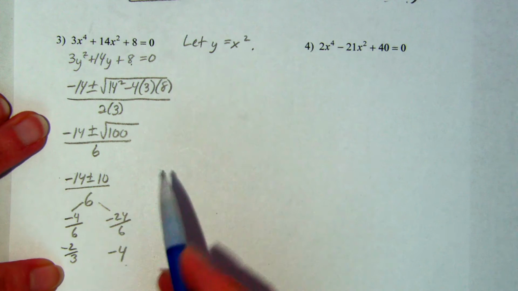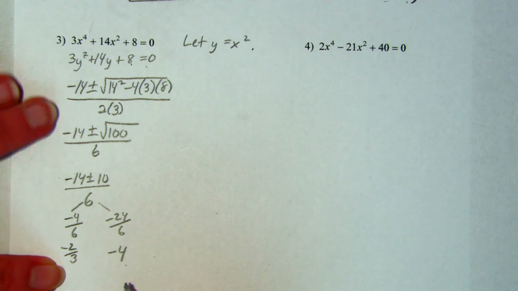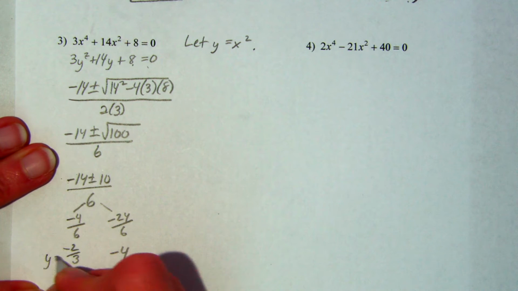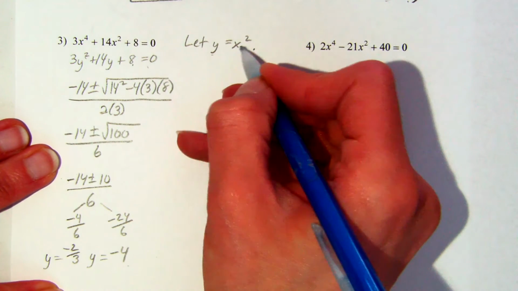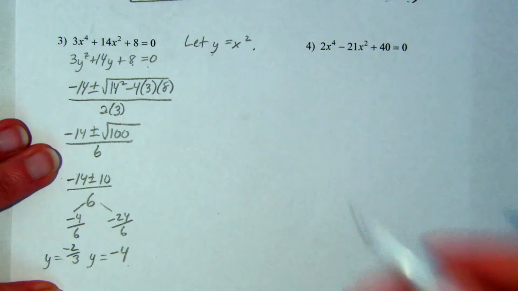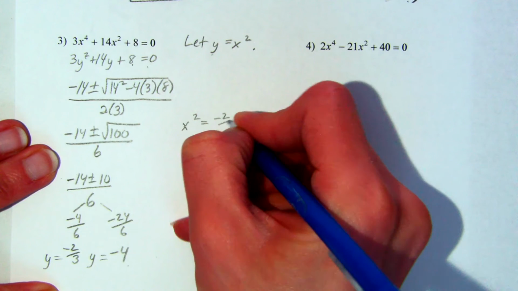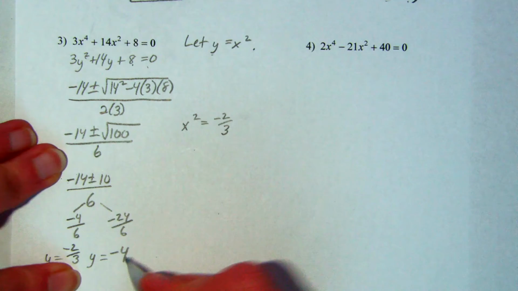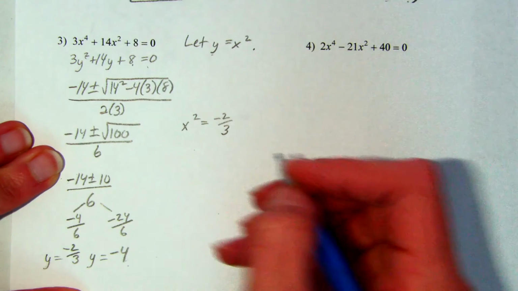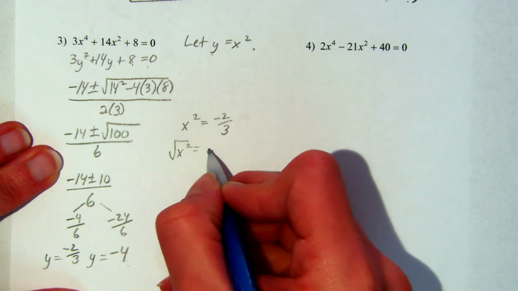If this quadratic was the only equation we were trying to solve, those would be our 2 answers. But this is what y equals. So we need to remember that y is x squared. That's what we did in the beginning. And so x squared equals negative 2/3 and x squared equals negative 4. So let's look at the negative 2/3 first. This one's kind of interesting. So we're going to square root both sides.